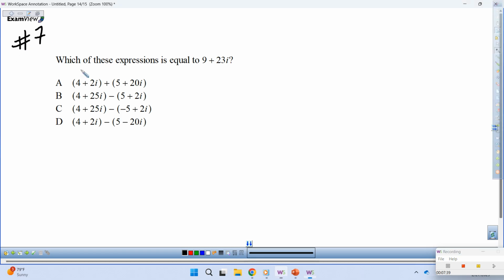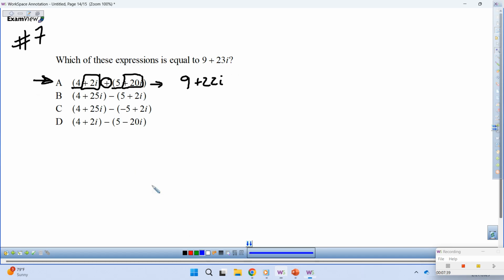Number 7. Which of these expressions is equal to 9 plus 23i? On your paper, write number 7. Let's start with this one first. All right, I'm going to do that one in black. Here we go. It's addition, so I'm just going to combine. What is 4 plus 5? 4 plus 5 is 9. Then we got 2i and 20i, that's 22i. Pretty close. Maybe it's a typo, but let's see. Let's go to the next one.